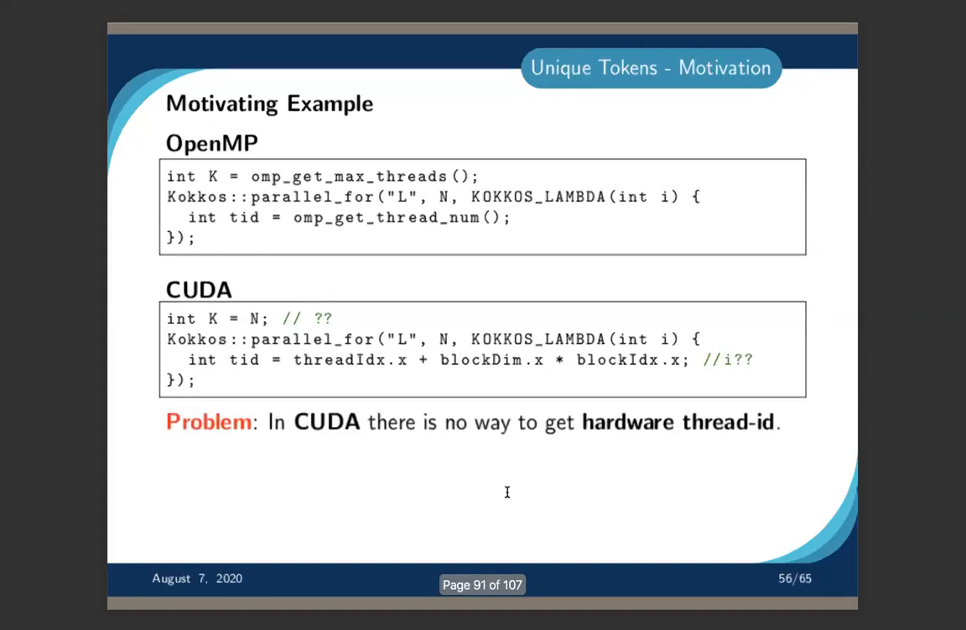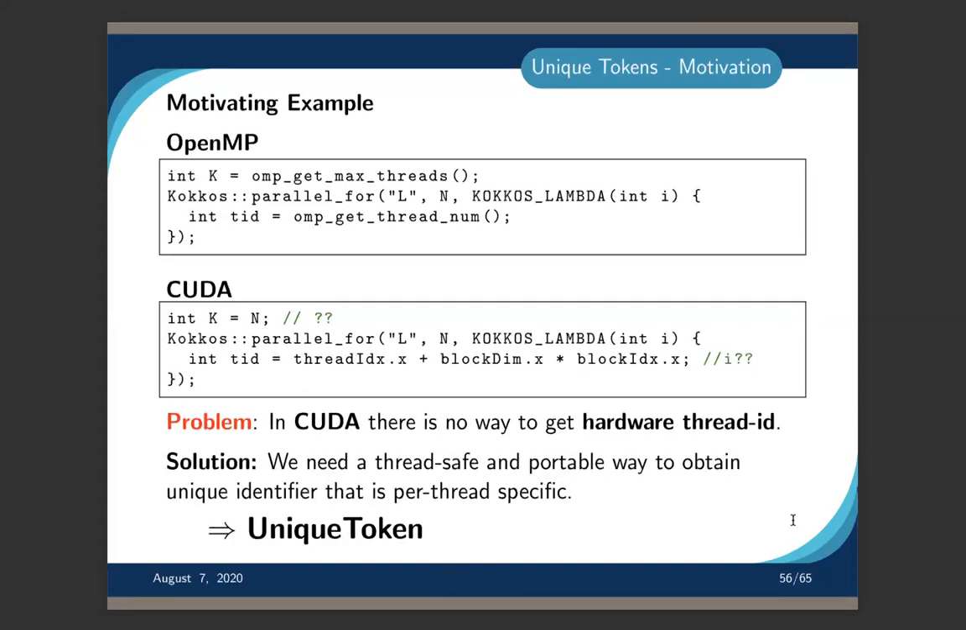And that is where the problem comes from, right? In CUDA, there is actually no way to get your hardware thread ID. You cannot do that. And that's where unique token comes in. That is supposed to give you a thread-safe and portable way to obtain a unique identifier, which is effectively thread-specific.